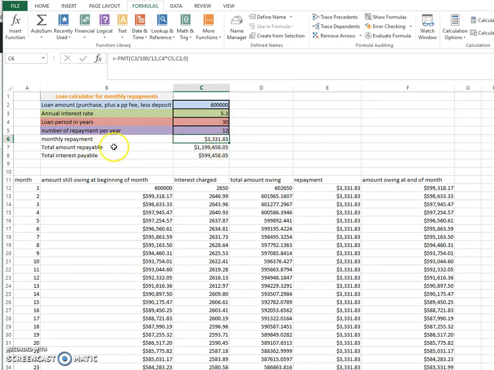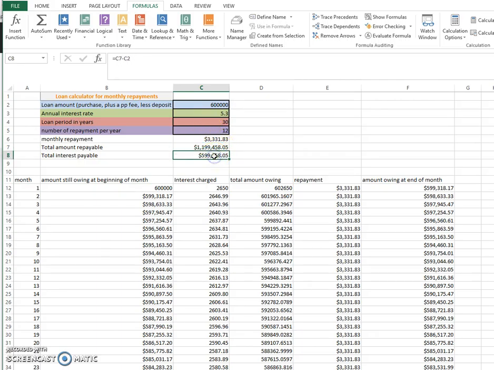Alright, in the two cells below, and this is part of the assignment to work out what the total amount repayable and the total interest, well, you have to enter the appropriate formula. So the total amount repayable is simply monthly repayment multiplied by the total number of repayments, which is 360. But again, don't write 360. Enter the formula. C5 for the number of payments per year, C4 for the number of years.